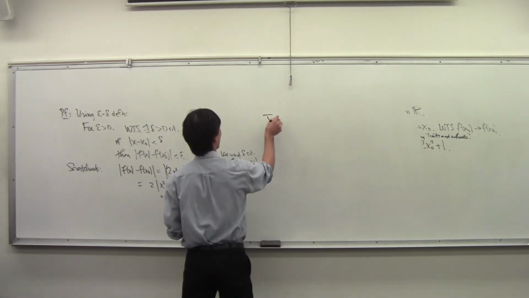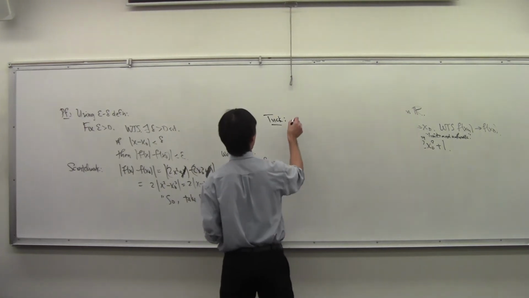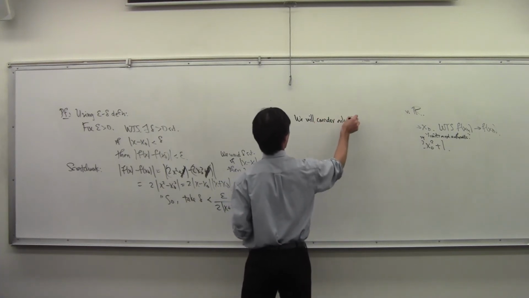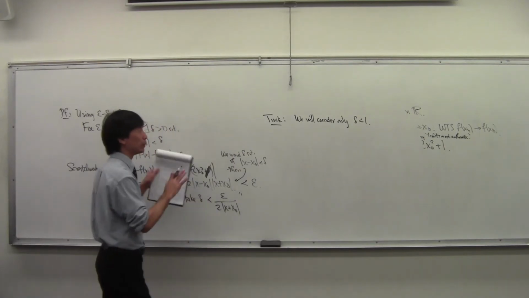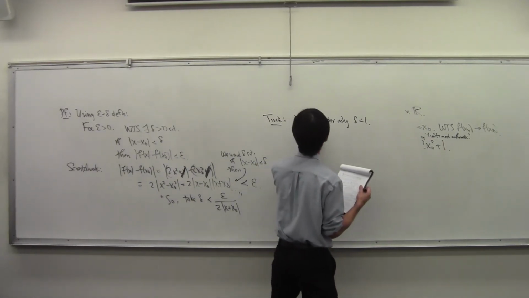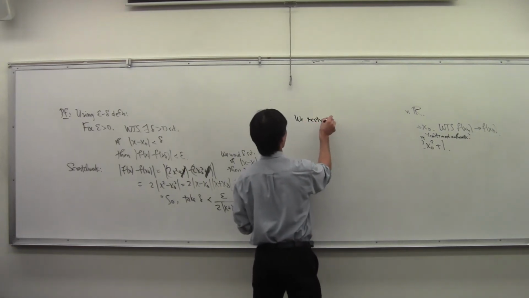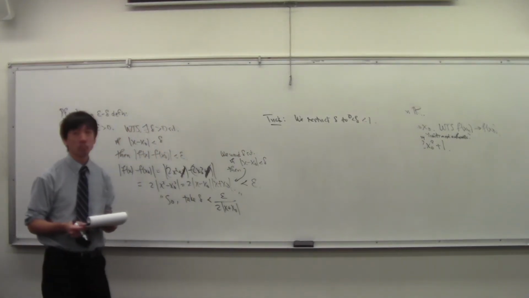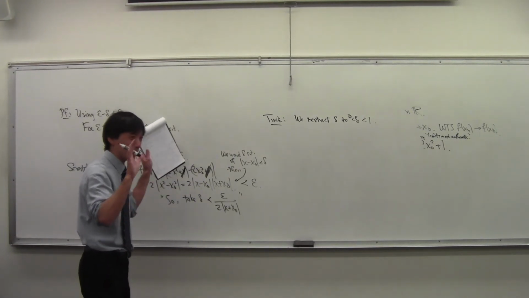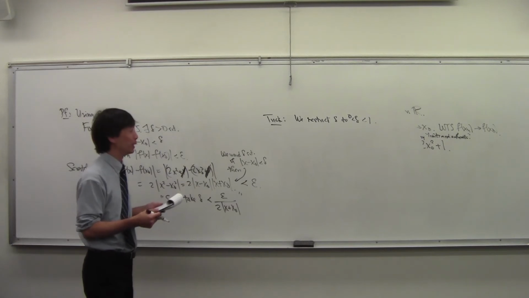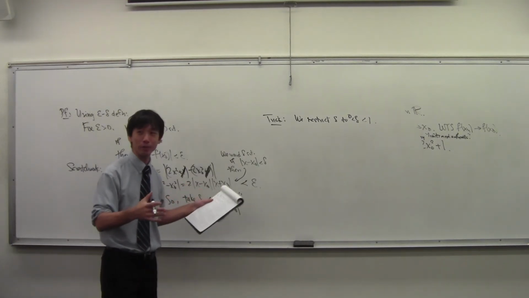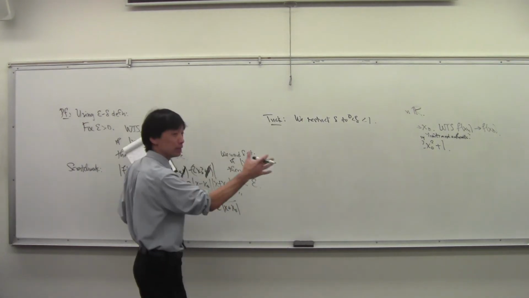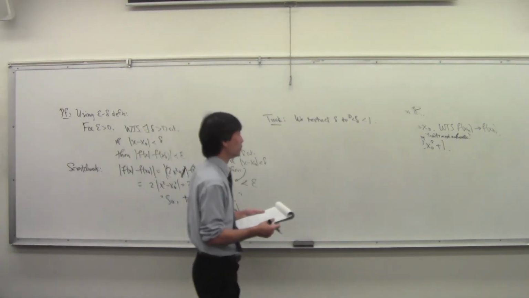But you play a trick, and the trick is you say we will consider only delta less than 1. Okay. We restrict ourselves to delta less than 1 and greater than 0, of course. Like we say, I swear I'm not going to use any delta bigger than 1. That's okay because it just makes things harder for us, right? Initially, we were allowed to choose any delta, so we say we're going to only look at the delta between 0 and 1. Okay?